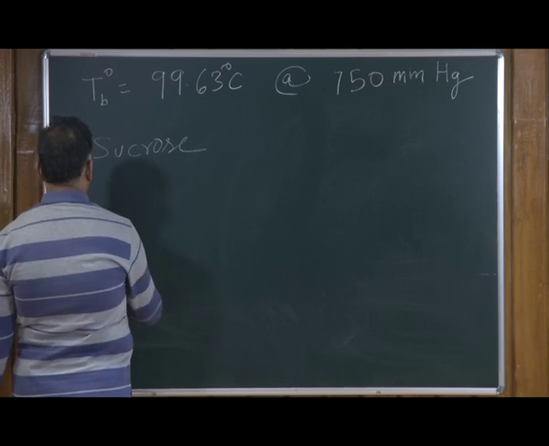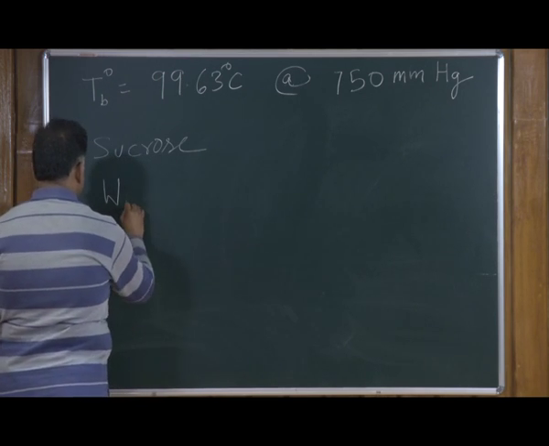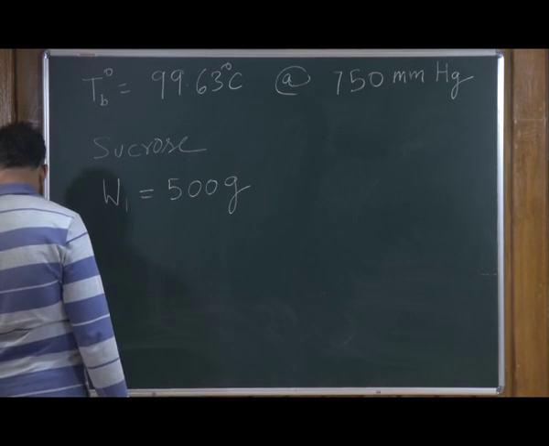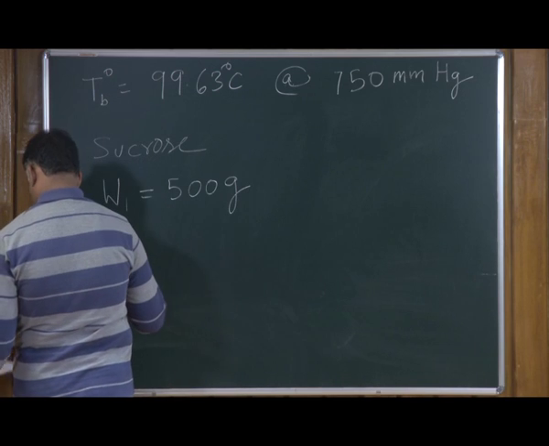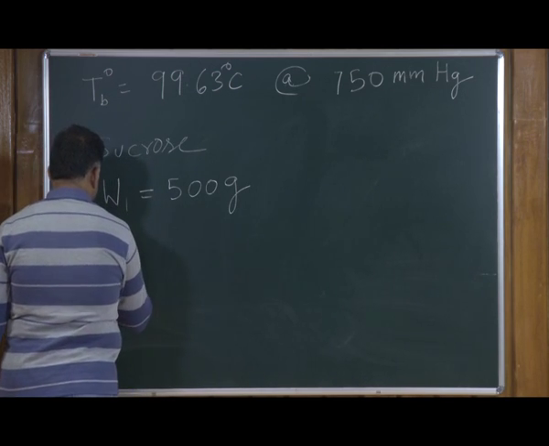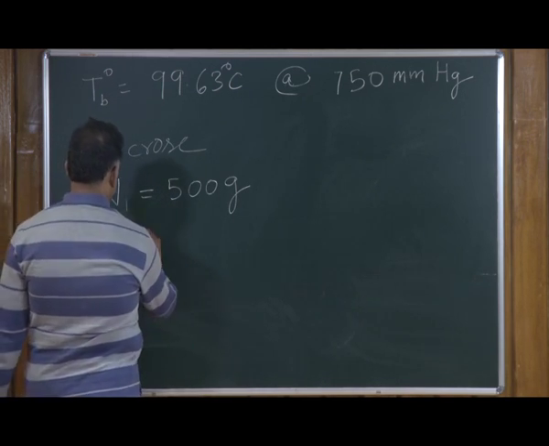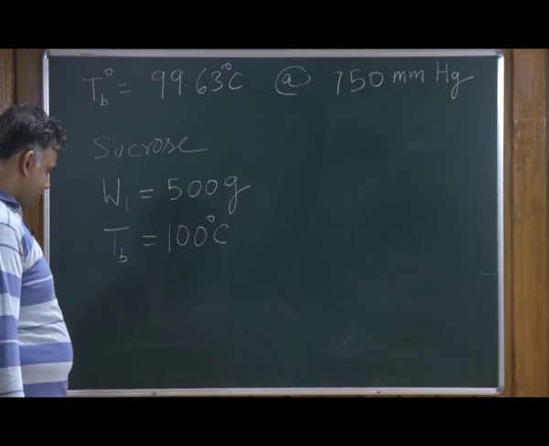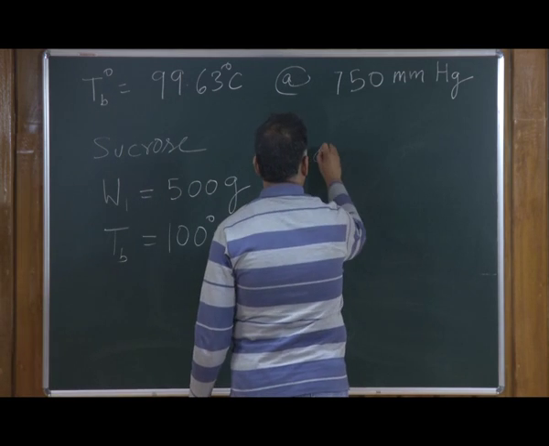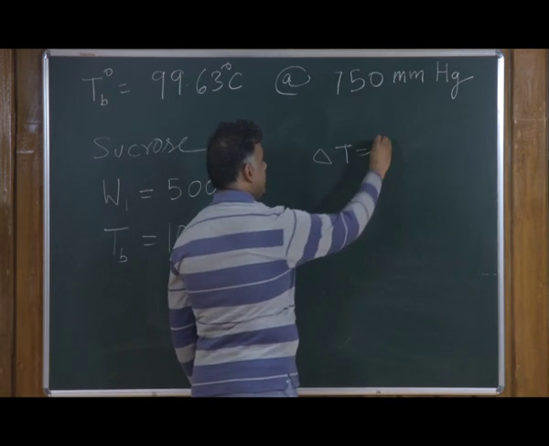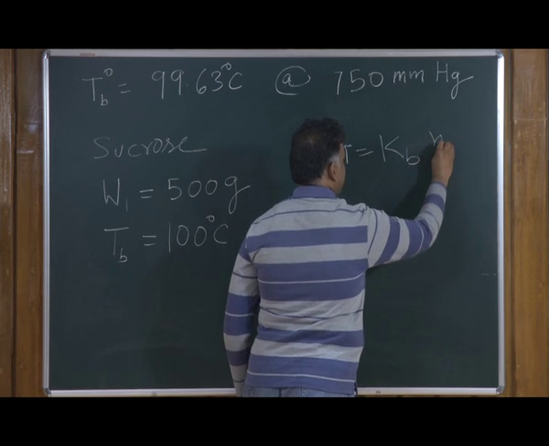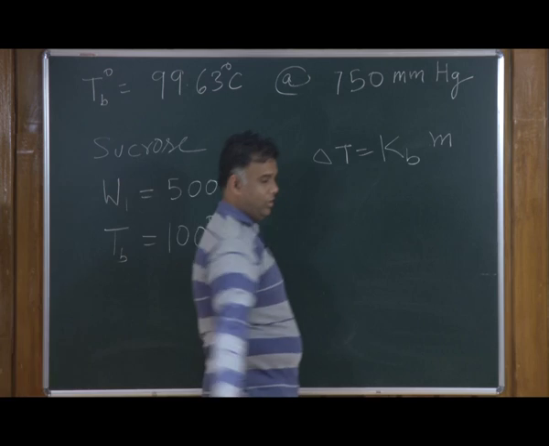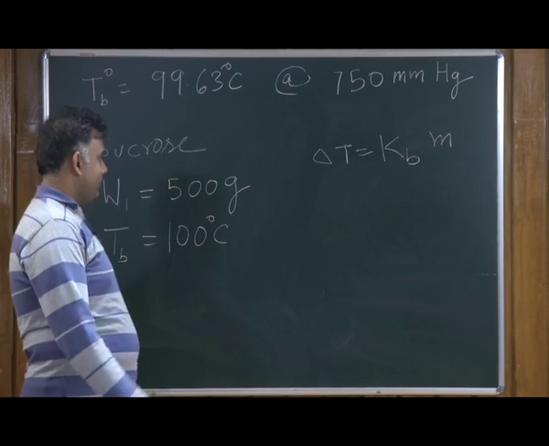So, the weight of solvent is given, that is 500 gram of water, such that it boils at 100 degrees centigrade. So, the boiling point for the solution is 100 degree centigrade. Okay. So, we are going to use the familiar formula, that is delta T is equal to Kb multiplied by molality.